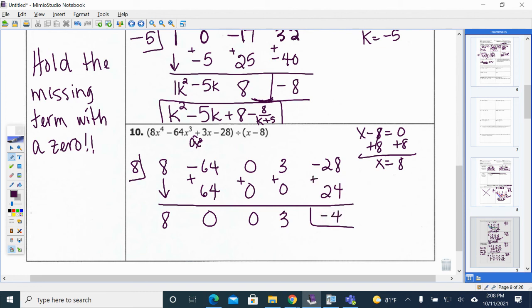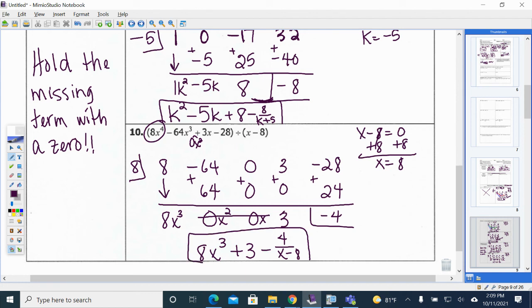All right, now let's look at this answer. Now we're going to decrease that x to the fourth to an x cubed. But there's no x squared term and there's no x. So when we go to write our answer, we do not, I repeat, do not put 0x squared or 0x in our answer. Those are just going to be terms that are missing from the answer. 8x cubed plus 3 minus 4 over the x minus 8 is the answer here.